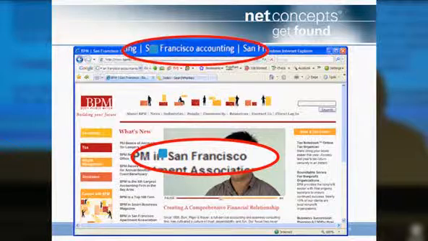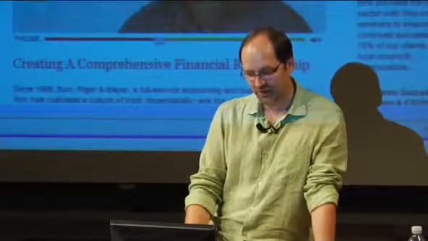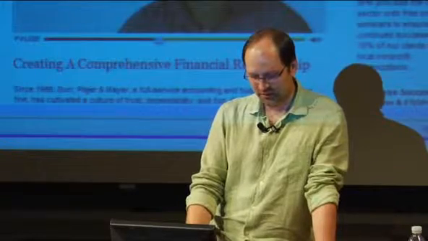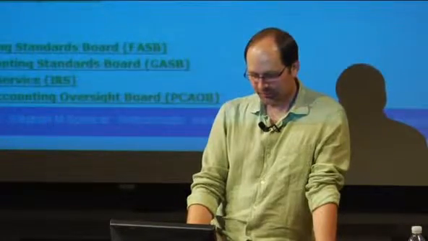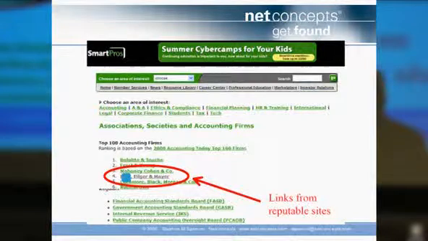Having a look at their home page, what are some of the things they've done right? Well, they've worked some good location-related keywords into their title tag, like San Francisco accounting. They worked it into their body copy. And they've got links from reputable sites, such as this one, Smart Pros.